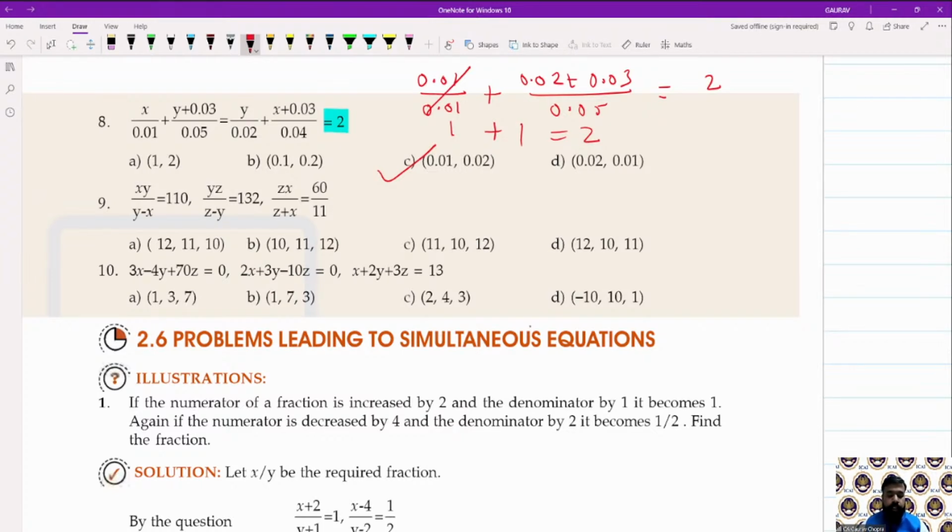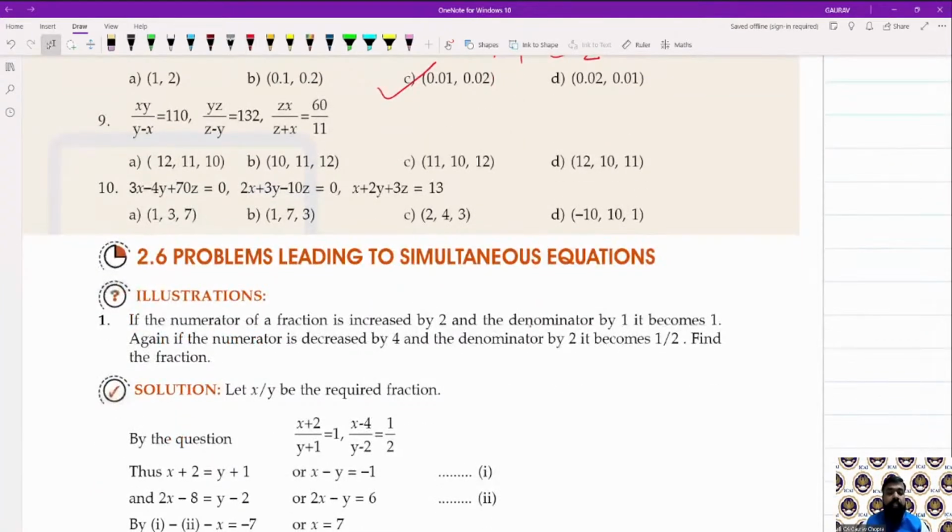Then comes question number 9. After that, we will be moving towards the simultaneous equations problems. So let's try question number 9 first. xy upon y minus x is equal to 110. So let's check which option is able to satisfy them.